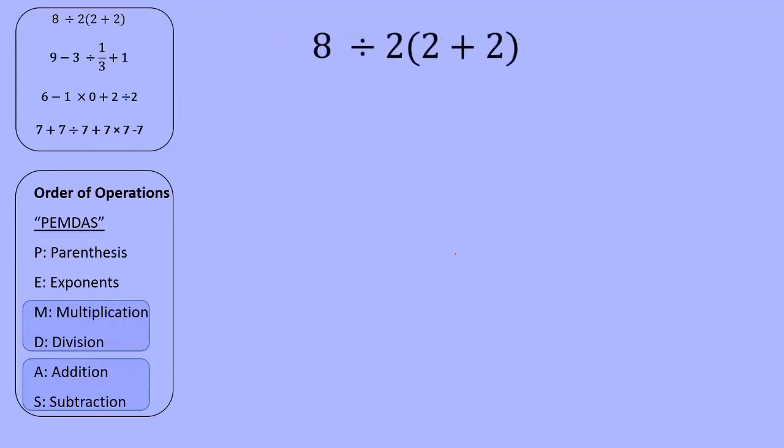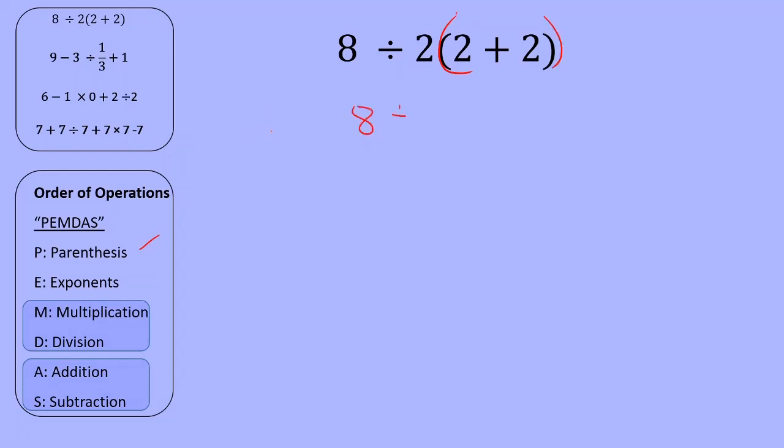All right, so let's take a look at this first problem. So let's go down the list of order of operations. The first thing we always do is parentheses. So we're going to do these in the parentheses first. So we're going to get 8 divided by 2. 2 plus 2 is 4. Now this next step is where people go wrong. So the wrong answer is to take the 4 and the 2 and multiply them and get 8 divided by 8. And then that's going to equal 1.